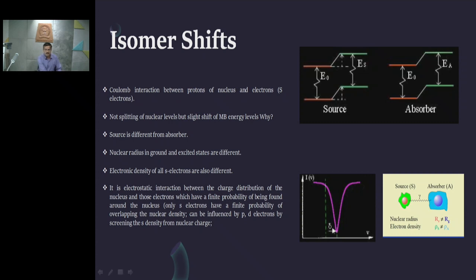In this image we have to see the source and absorber. The nuclear radius of source and absorber are not equal. The electron density is also not equal, which leads to electrostatic interaction between the charge distribution of the nucleus and that of the electrons, which have finite probability around the nucleus. The S electrons present around the nucleus have a major influence on the electrons present in P and D, which we call the screening effect, which leads to isomer shift.